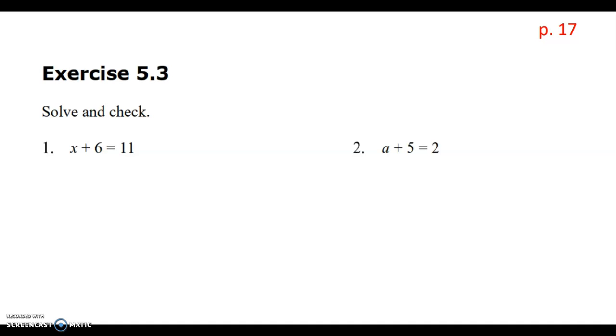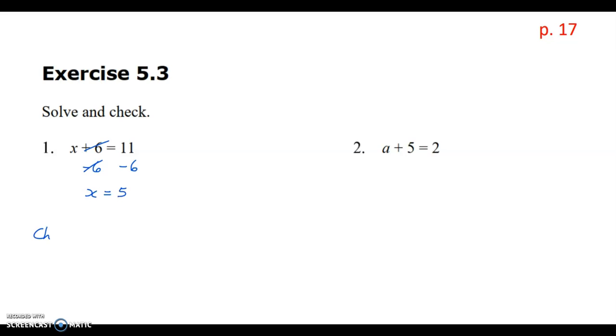I'll do a few more of the exercise questions with you. You can pause the video, try them on your own, and then check with my solution. So number 1, we have x plus 6 is equal to 11. So because I'm adding 6 to x, I'm going to take away those 6 on both sides of the equation, canceling out on the left, isolating x, and 11 minus 6 is 5.